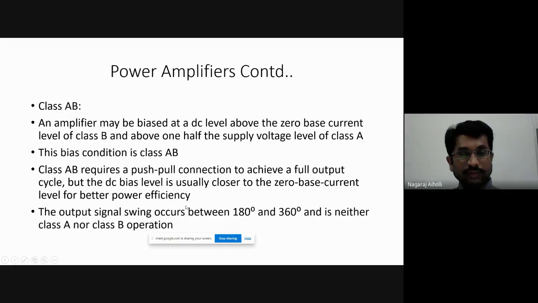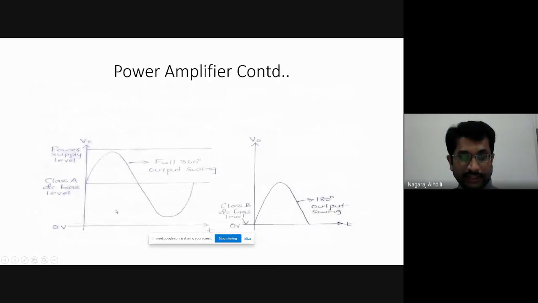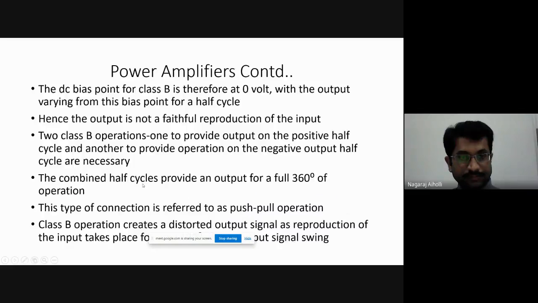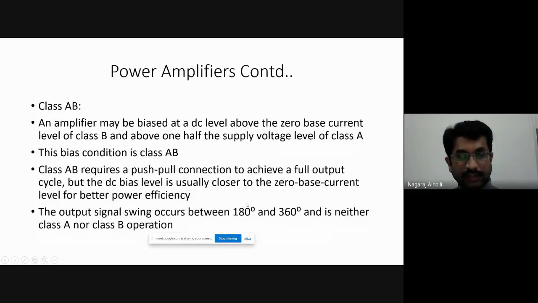The output signal swing. What is the swing of the output signal here? For a class AB power amplifier, the output voltage swing is in between 180 degrees to 360 degrees, in between that of class A and class B power amplifiers. So it is neither classified as class A nor class B. It is in between that of class A and class B. The output voltage swing is between 180 to 360 degrees.